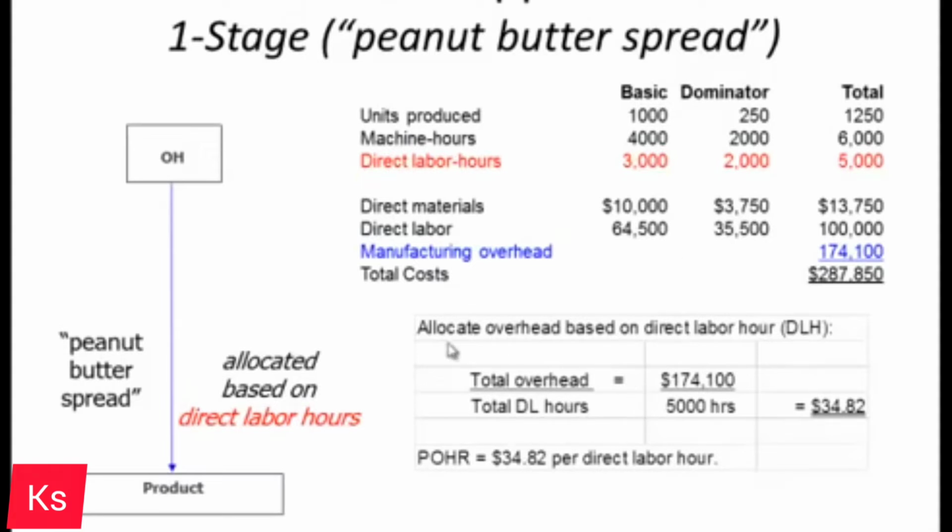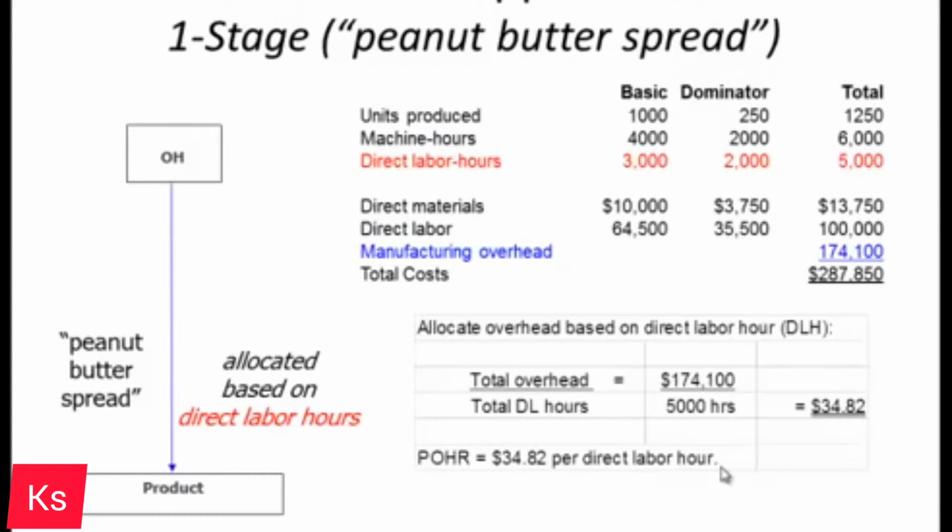We would compute at the beginning of the year an overhead rate using direct labor hours as the denominator in our computation. So the overhead rate would be taking the total overhead, the 174,100, and dividing it by the total direct labor hours for the entire year, which is 5,000 hours. This gives us a rate of $34.82. So our POHR, that's our predetermined overhead rate, and you can think of it as a plant-wide overhead rate, is $34.82 per direct labor hour.